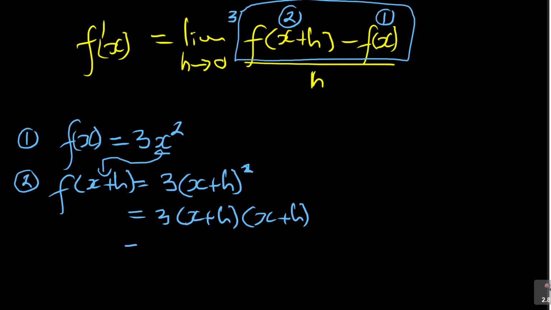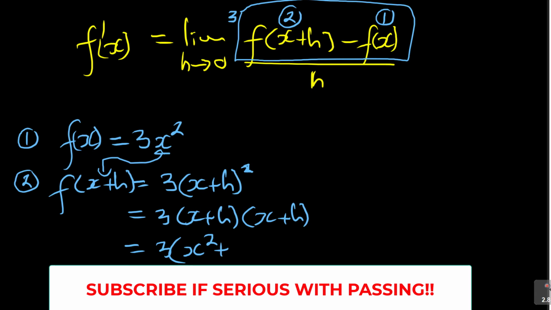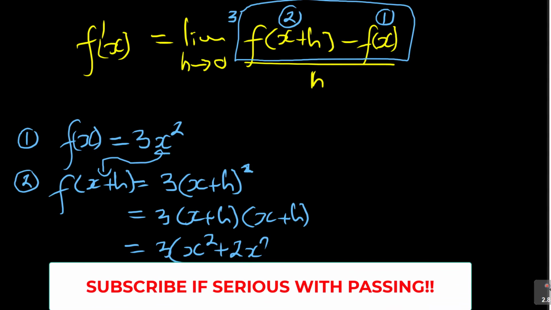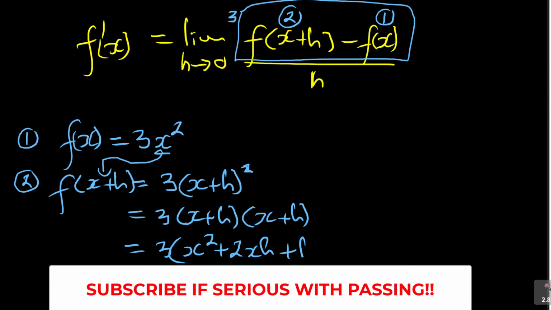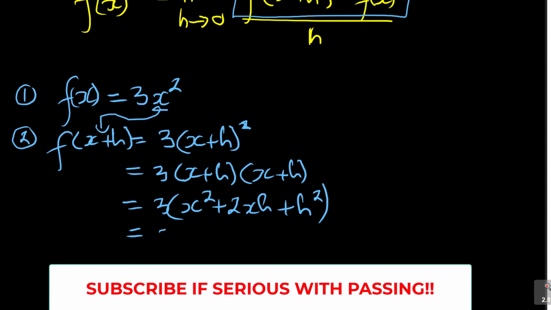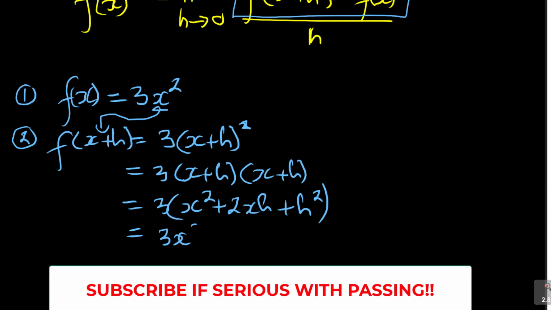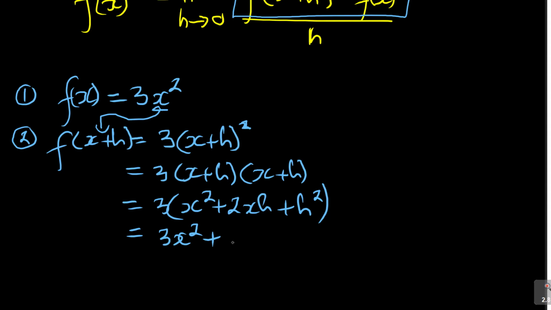It's better like this, which is 3. At least you know that I must expand here, which is x squared plus xh plus xh, which is 2xh, and h times h is h squared. You know the expansion, and then you open that bracket for 3, which is what? 3x squared plus 3 times 2 is 6xh plus 3h squared. So that was number 2.